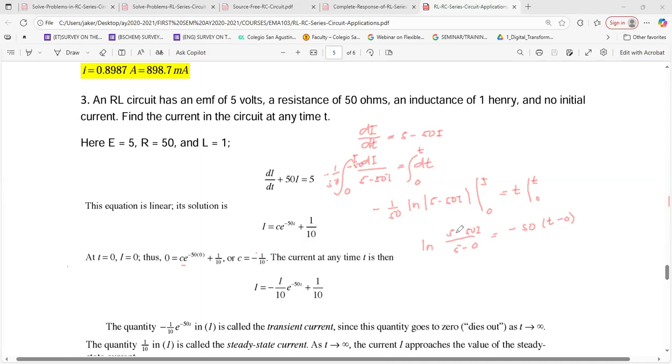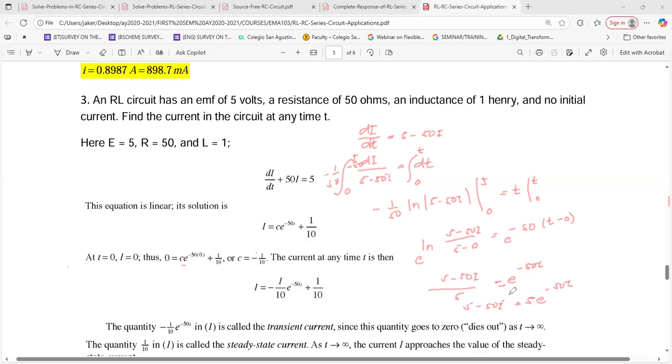So that's 5 minus 50I. So you'll have here 5 minus 50I divided by 5 because I will have this raised to e. And in this side, you will have e raised to negative 50t. Okay? If you transfer the 5 there, you will have 5. I keep on writing 50. It's only 5. So 5 minus 50I is equal to 5e raised to negative 50t.